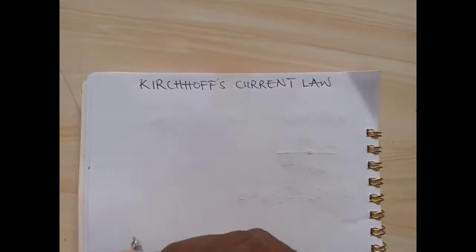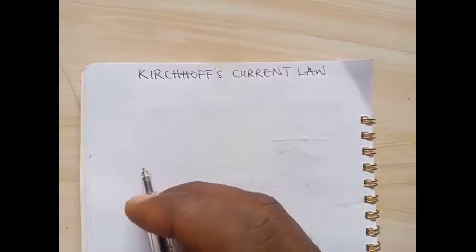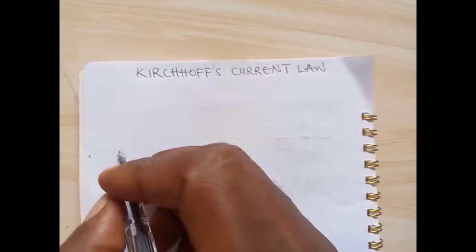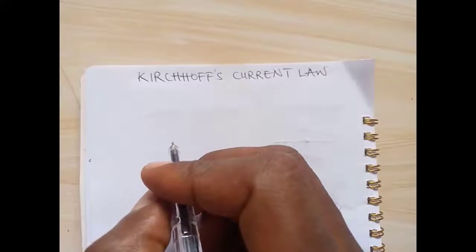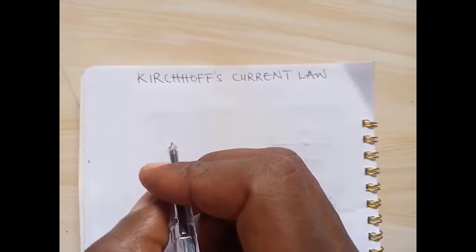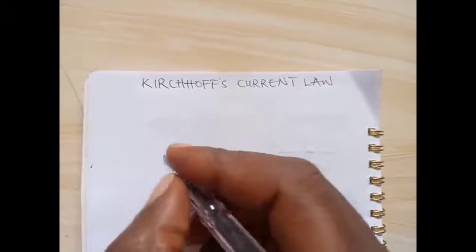In this video, we're looking at Kirchhoff's current law. The law states that at any junction or point, the sum of all currents entering the junction must equal the sum of all currents leaving that junction.